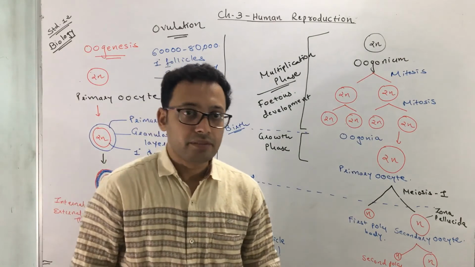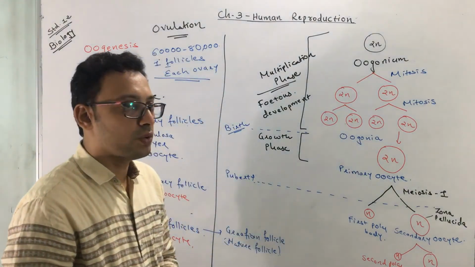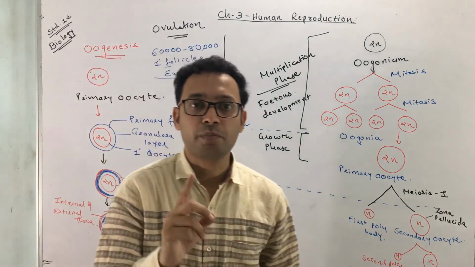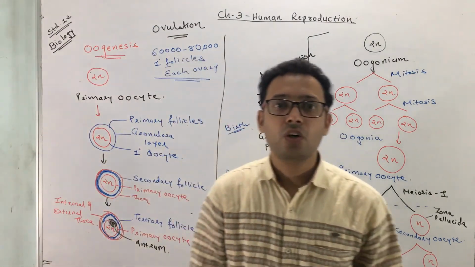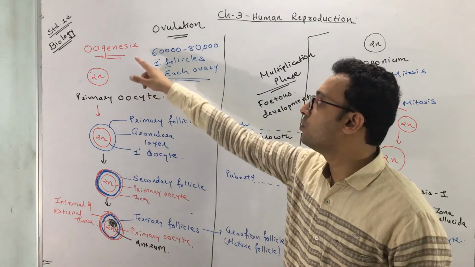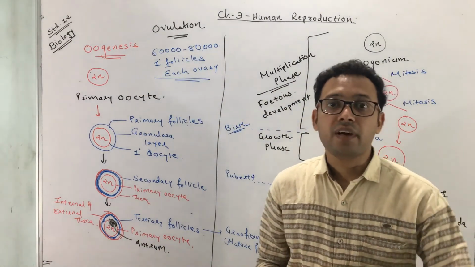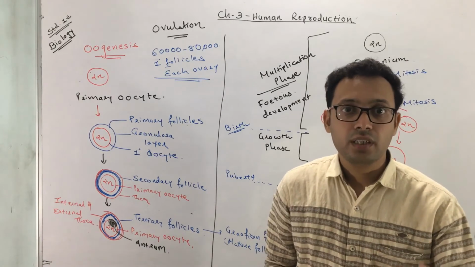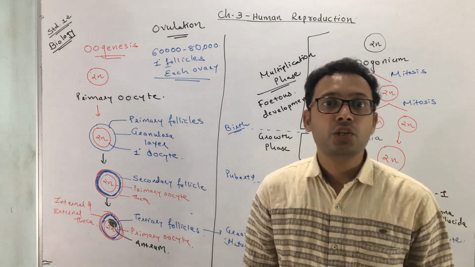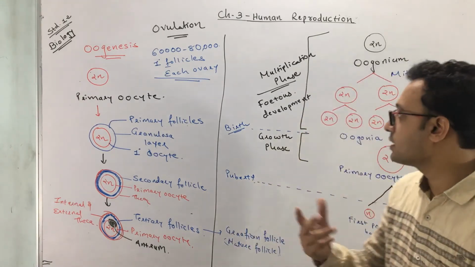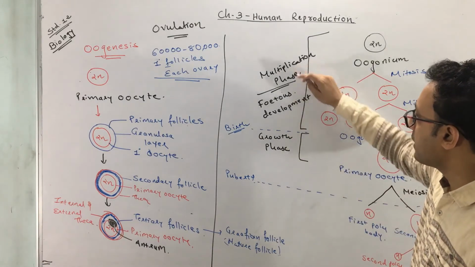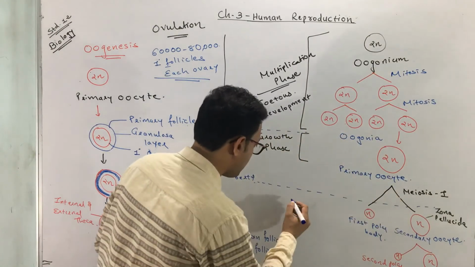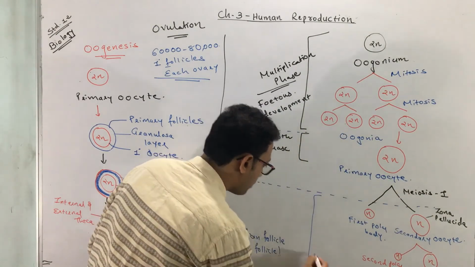I again repeat how the process occurs. The oogenesis process means the process of formation of an ovum or egg cell. This process starts, more specifically, during the embryonic development. It occurs in how many stages? Three: the multiplication phase, the growth phase, and the maturation phase.